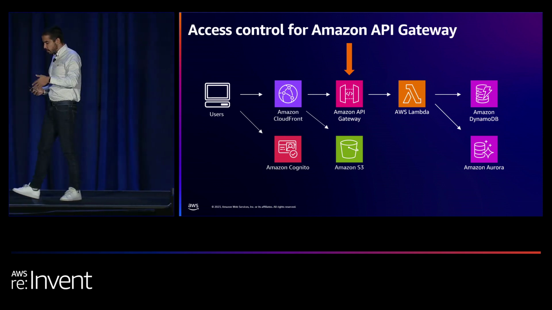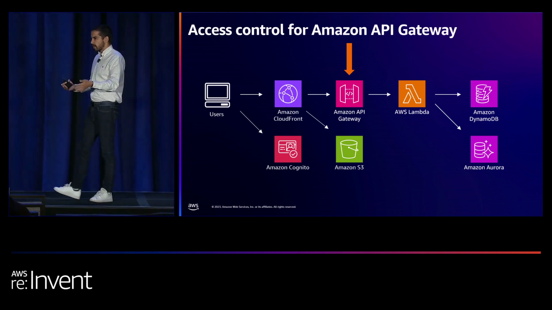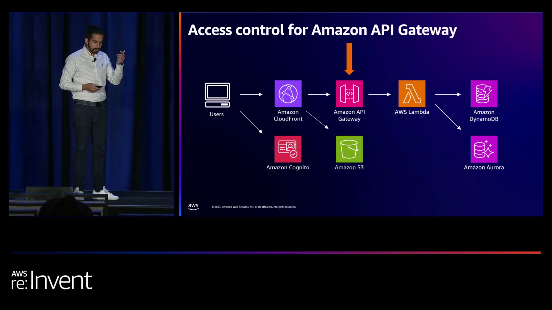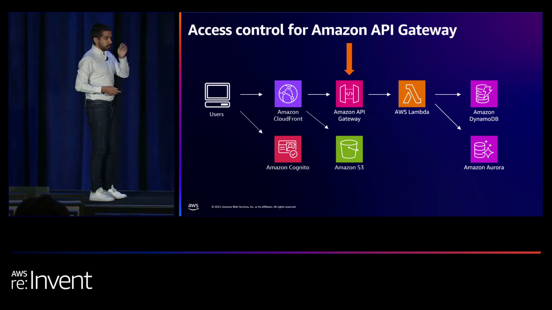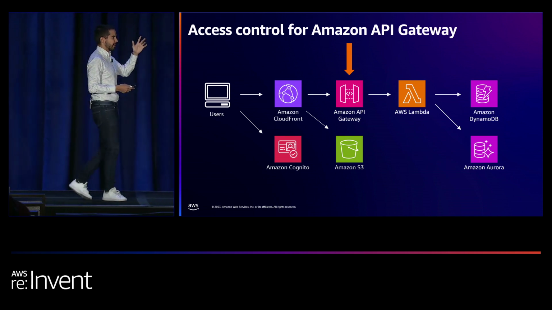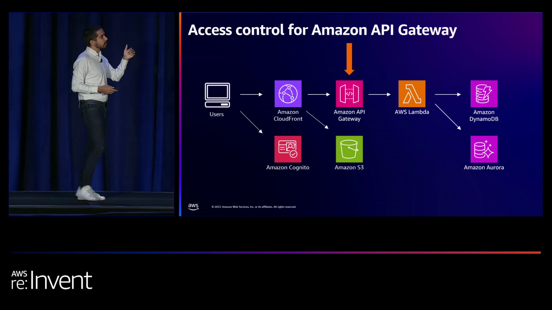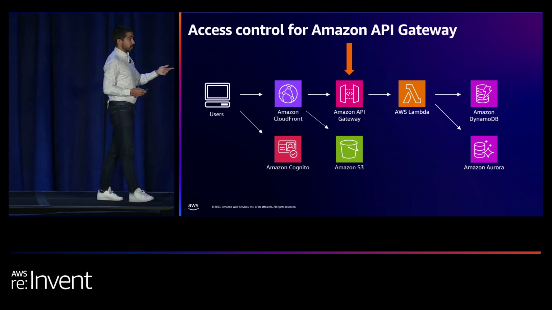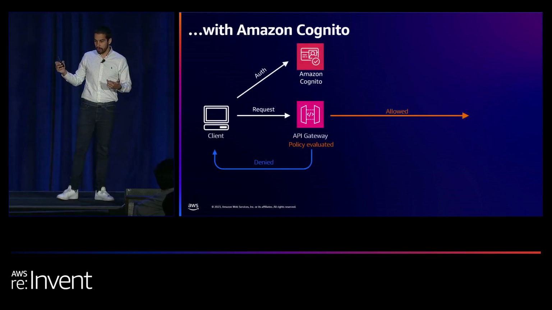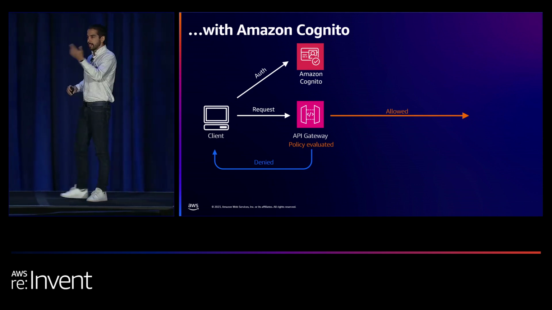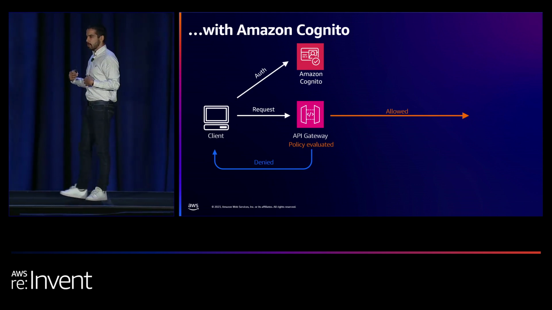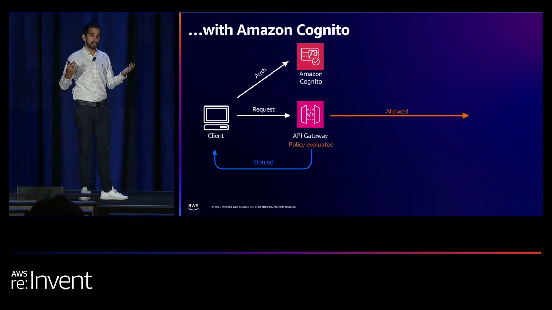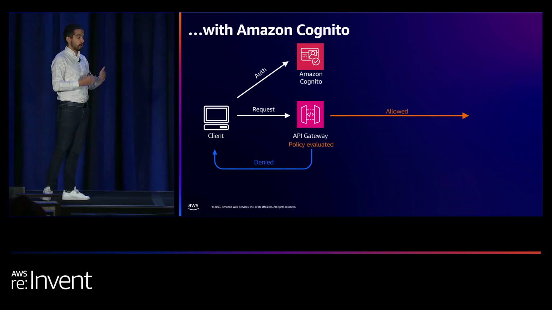Securing API access is very important because this is usually the entry point to our microservices. So Amazon API Gateway has several ways of controlling access. I'm going to run you through two of the most common ones. The easiest one is the native integration with Cognito. So the user authenticates against Cognito and then receives a token. The token is inspected by Amazon API Gateway, which makes the decision whether the call is going to be allowed or not.